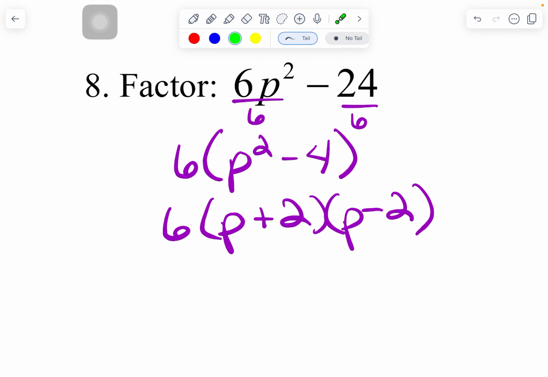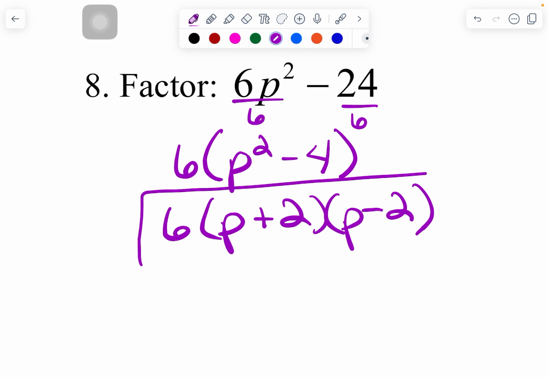And just to make sure that I can actually math today, p times p is p squared. Positive 2 times negative 2 is negative 4. Positive 2p, then minus 2p cancels. I can math today. Go me.